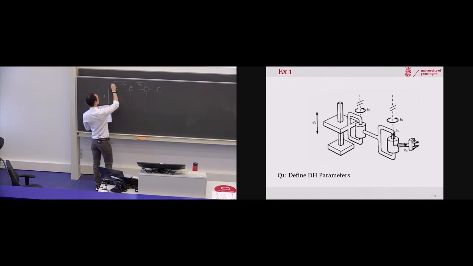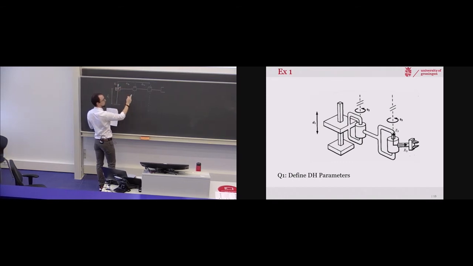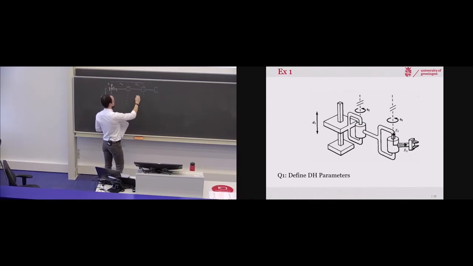This one here is Z1. And since there is no intersection, you end up having X1 over here. Okay? Then we go to the second frame, and for the second frame, we have to look at the third axis. Also in this case, there is no intersection. So also in this case, the origin is placed here.